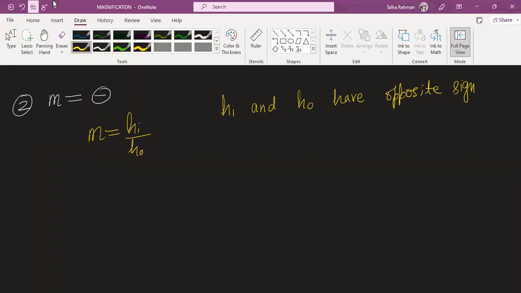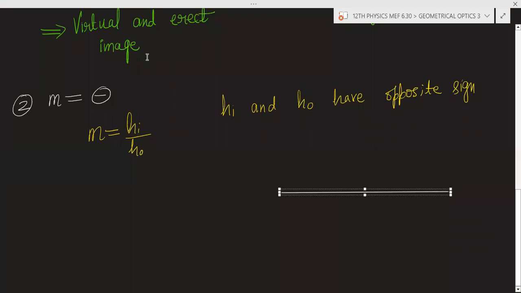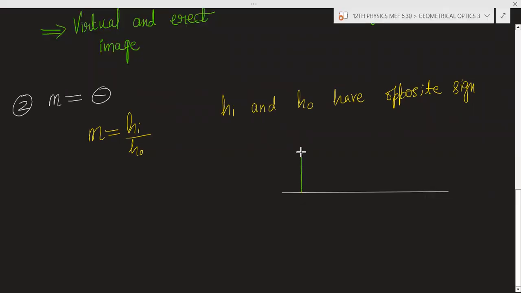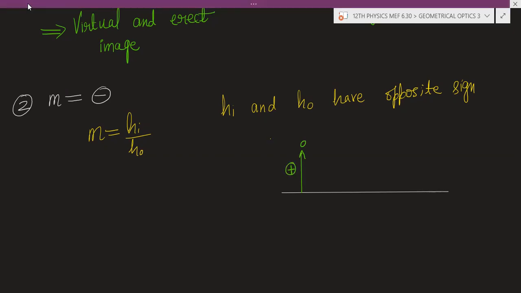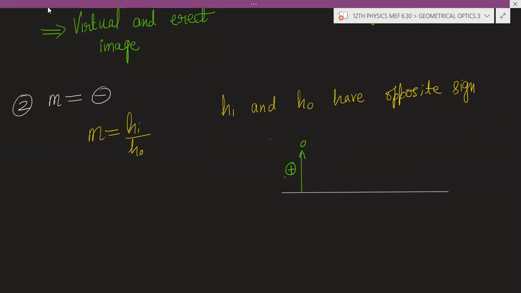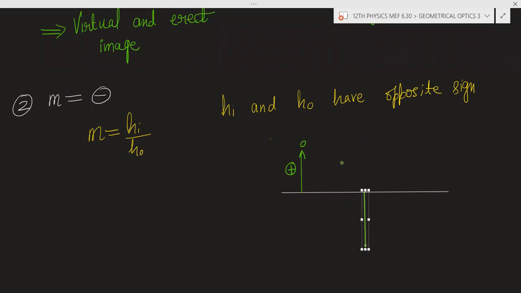What is the meaning or the significance of opposite sign of object and image height? This is the principal axis. If the object is placed, suppose like this, this is the object. So the height of the object you will take positive. So we are saying if the magnification is negative, then the signs of hi and ho will be opposite. We have chosen positive sign for height of object, so we have to choose negative sign for height of image. So height of image here you can draw like this. So height of image is negative. Then now you can say both have the opposite sign.